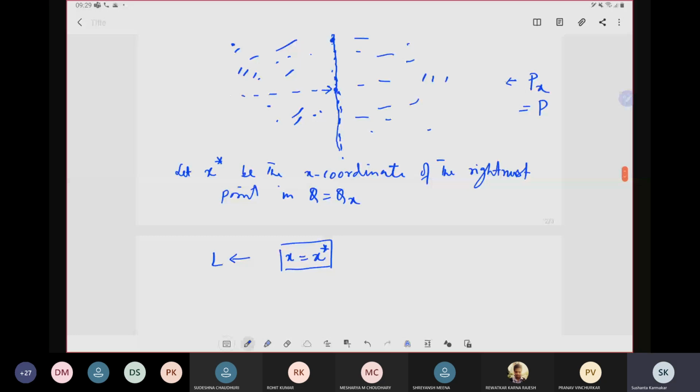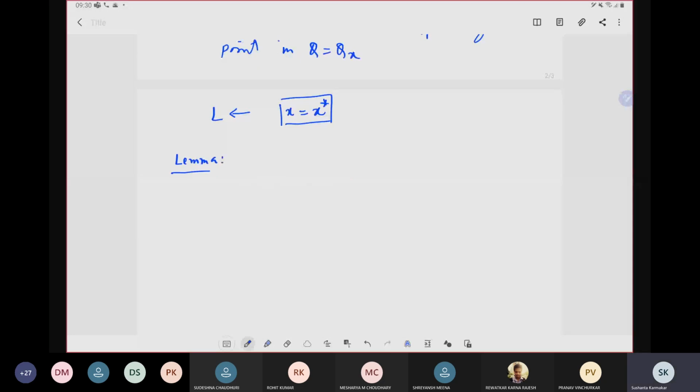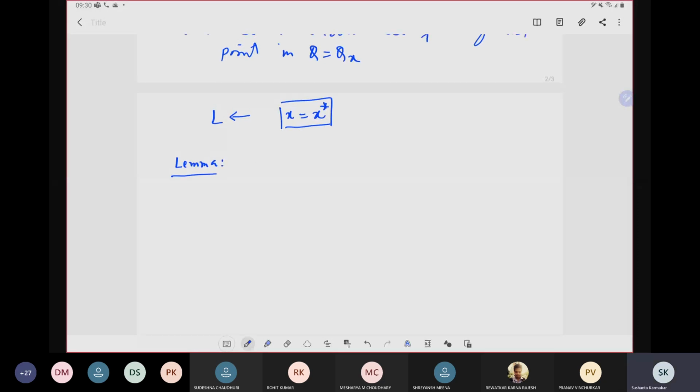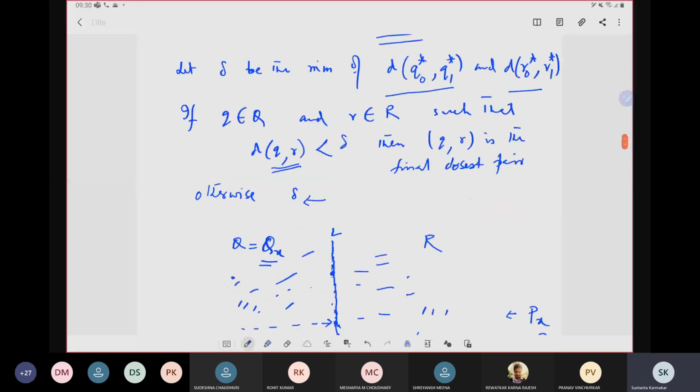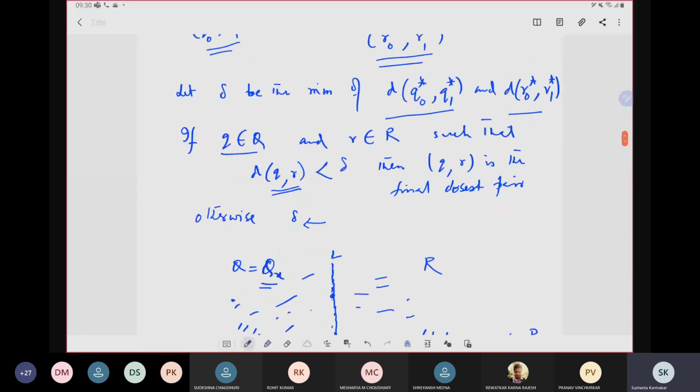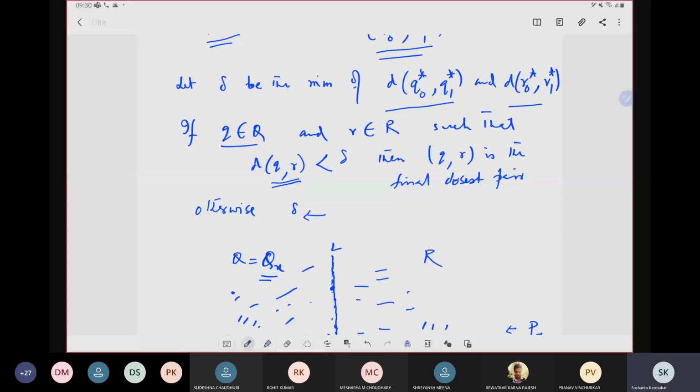Okay. Now we claim a lemma with this construction. We have a lemma. What is the main thing? We said that if we find such a small q and small r, such that their distance is strictly less than the delta, where delta is the smaller of these two recursive distances, these distances found in a recursive way, then that is the final closest pair.